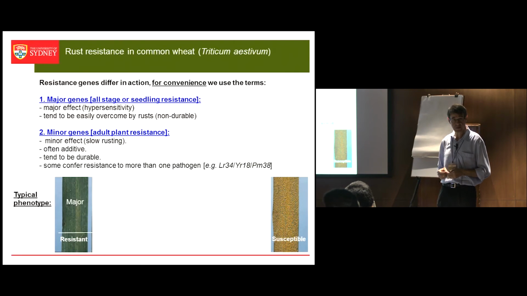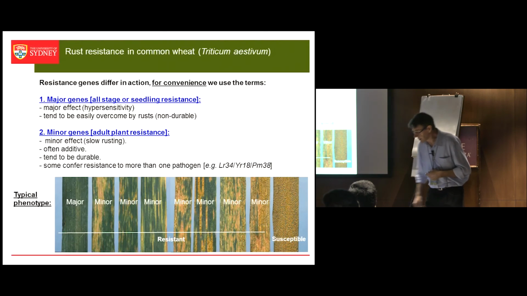The minor genes tend to be adult plant resistance genes. So these are genes that are not effective in seedling growth stages, in the early growth stages. Somehow, we don't really understand why, but the genes become effective as the plant ages. They tend to be minor or slow rusting, they're often called. So they have a minor effect on the phenotype.